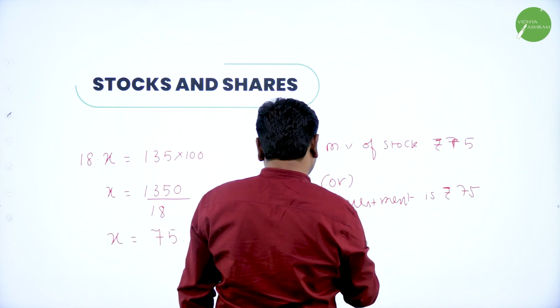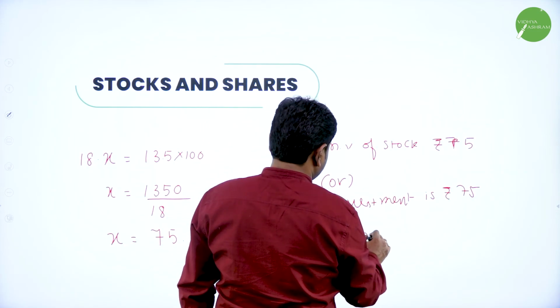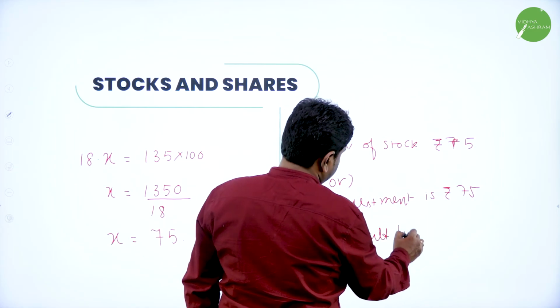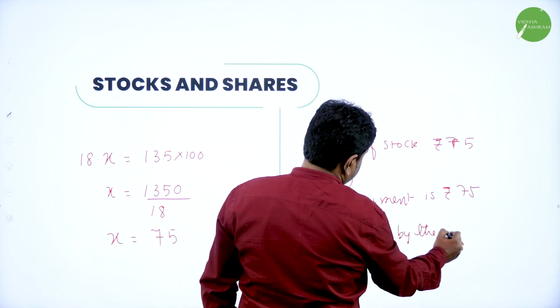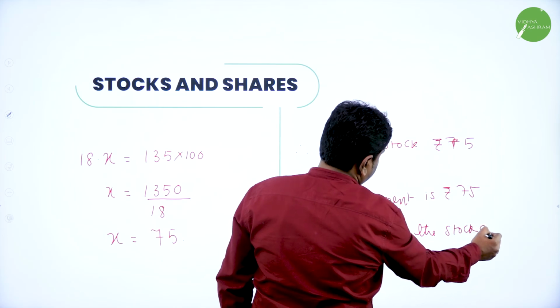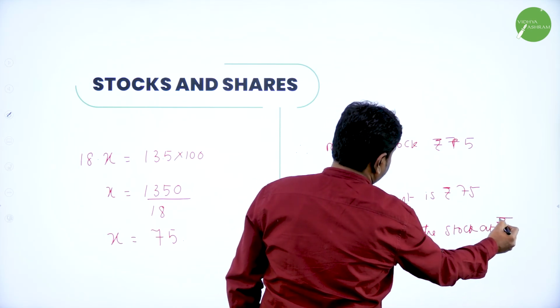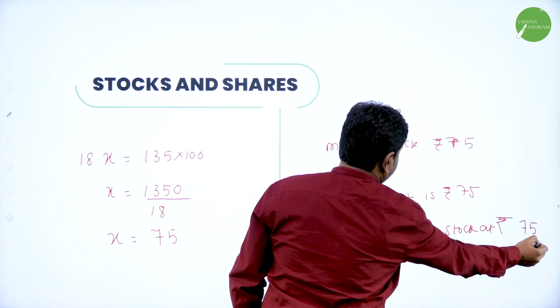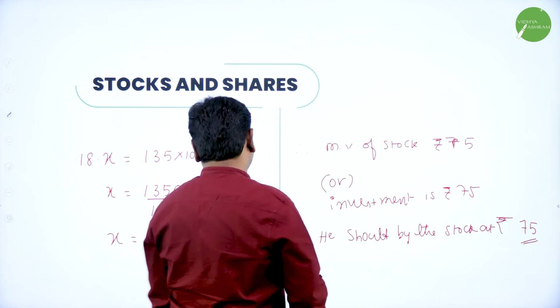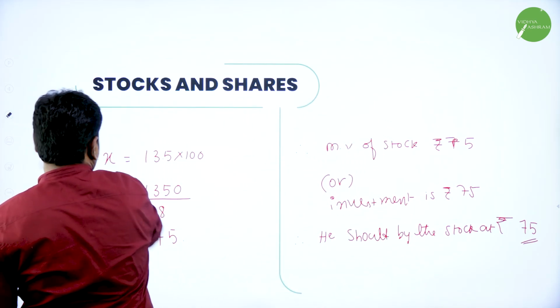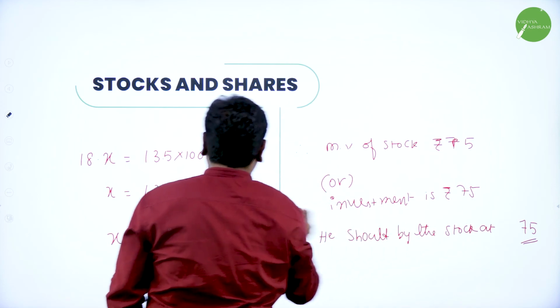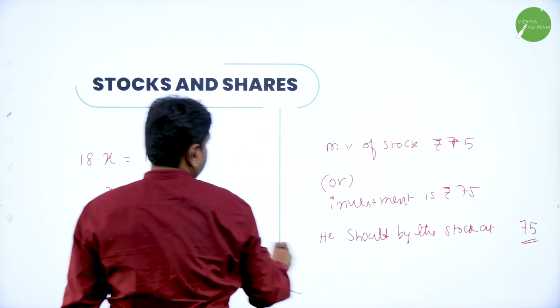Therefore, he should buy the stock at rupees 75. If he purchases the stock at rupees 75, he will get the yield required. Whatever he is expecting, that yield is possible. So, I hope all of you got this.